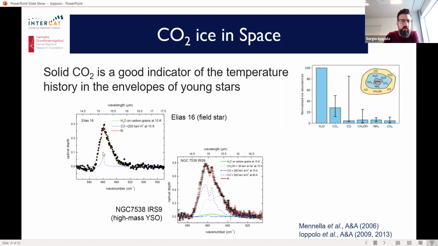And we were able also to reproduce the profile of field stars, so quiescent clouds, as well as ALMA star, where the profile looks much more complex. There is a splitting again, and the shoulder was actually well fitted by the presence of methanol in the ice.